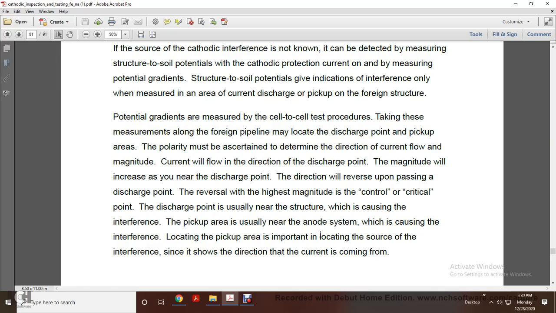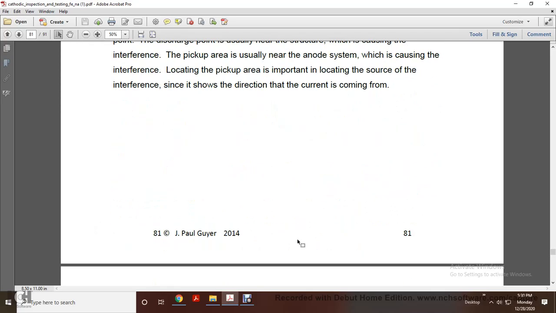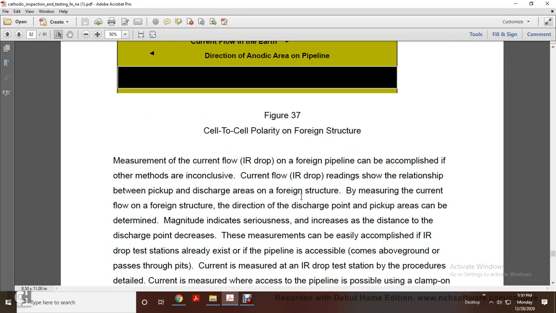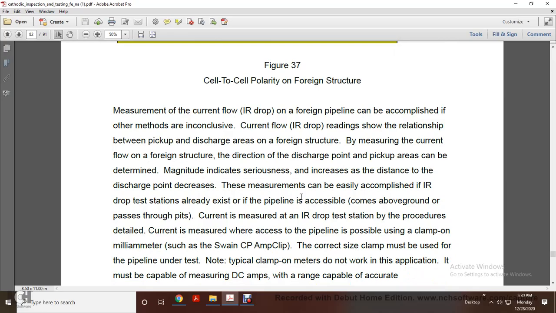Locating the pickup area is important in locating the source of the interference, since it shows the direction the current is coming from. A positive voltmeter reading with reference to electrodes 1 and 2 shows current flow in the earth in the direction of the anode, toward the area on the pipeline. Measurement of the current ampere drop on the foreign pipeline can be accomplished with other methods, including the current ampere reading, which shows the relationship between the pickup area and the foreign structure. The direction of the current flow on the foreign structure, the discharge point and the pickup area can be determined by the magnitude of the current, which increases toward the pickup and decreases as the distance from the discharge point increases.